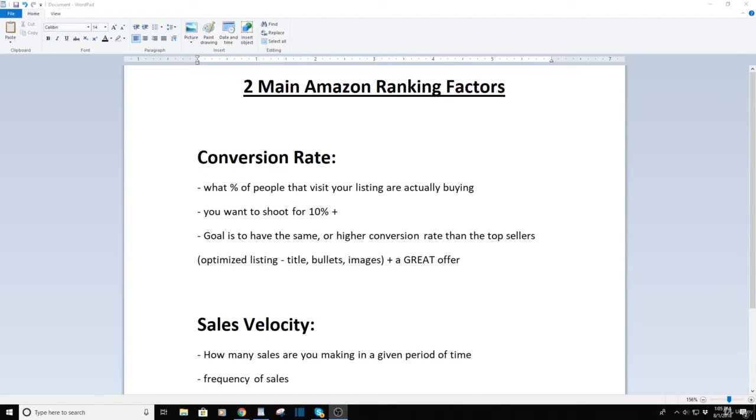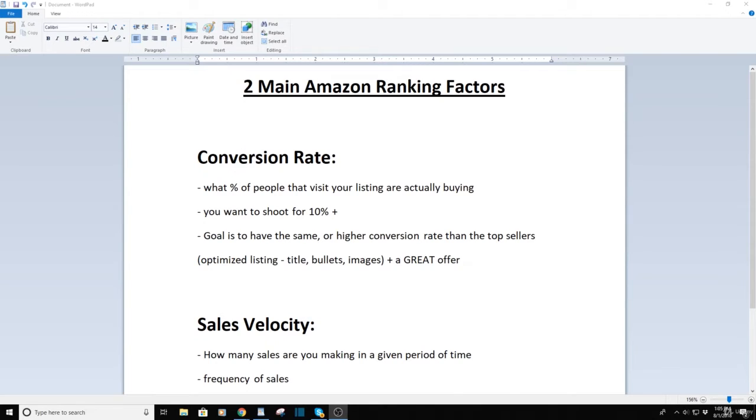And let's get into it at a high-level overview. I want to get into what the main two ranking factors on Amazon are. These have not changed over time. They've pretty much remained constant. These are the most important ranking factors by far and away. And let's go ahead and get into that. So number one is conversion rate. Number two, sales velocity.